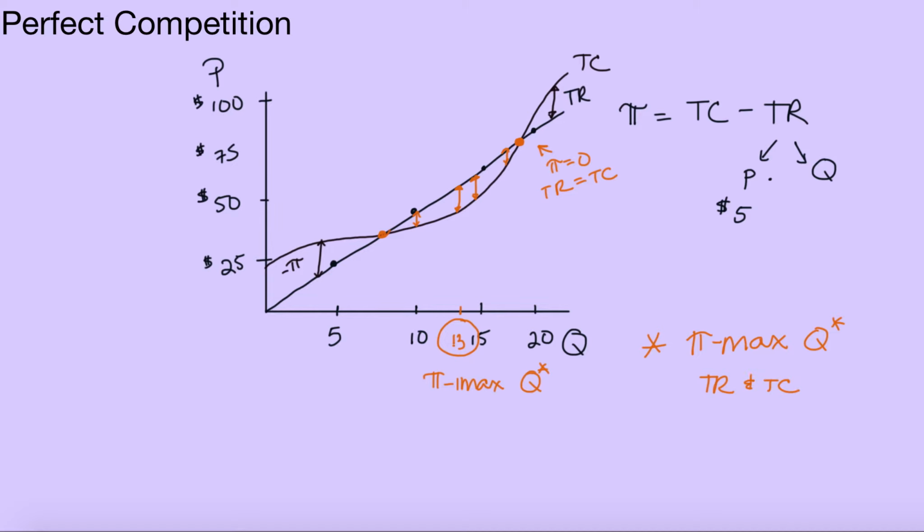Okay, so now let's go ahead and look at this same thing, but instead of looking at it as total revenue and total cost, let's look at it as marginal revenue and marginal cost. So we want to find the same thing. We want to find the profit max Q star based, instead of on total revenue, we're going to look at what's called marginal revenue and marginal cost. Now, marginal cost we already covered. We know that marginal cost is the change in total cost divided by the change in quantity. Now, marginal revenue is simply the change in total revenue divided by the change in quantity.